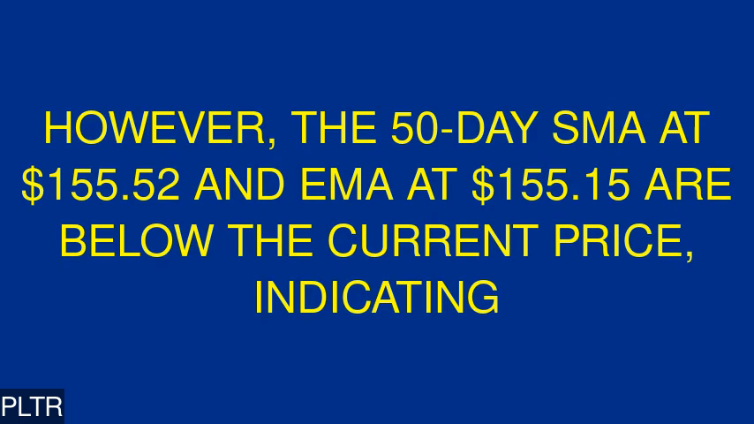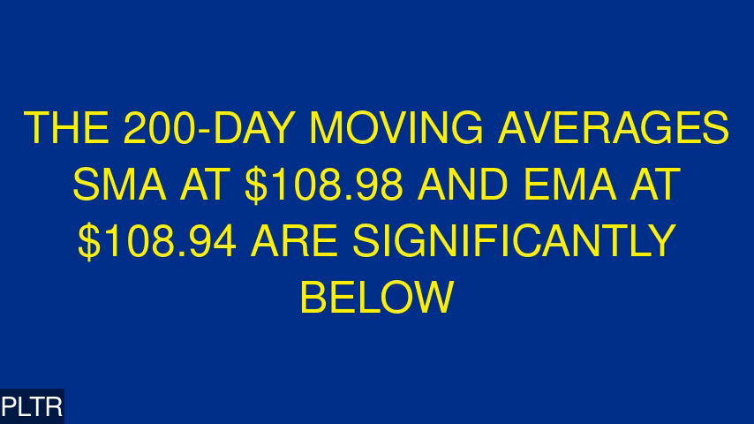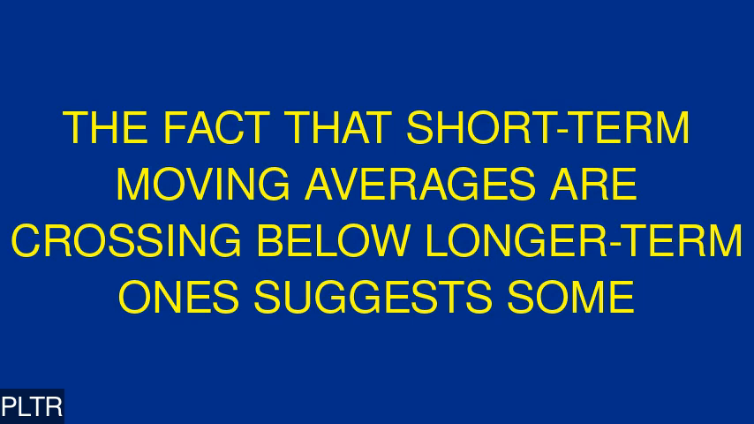However, the 50-day SMA at 155.52 and EMA at 155.15 are below the current price, indicating the medium-term trend is still positive. The 200-day moving averages, SMA at 108.98 and EMA at 108.94, are significantly below the current price, confirming the long-term bullish structure. The fact that shorter-term moving averages are crossing below longer-term ones suggests some weakening momentum.